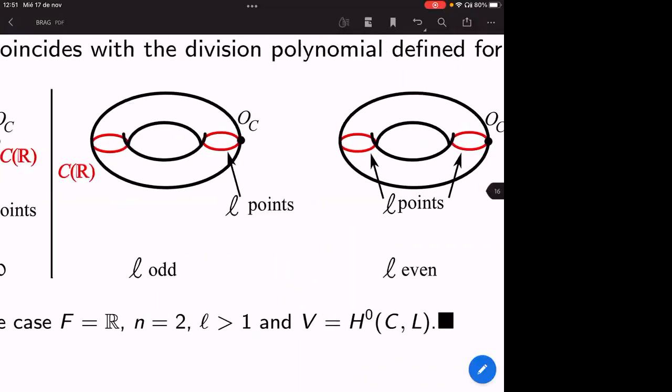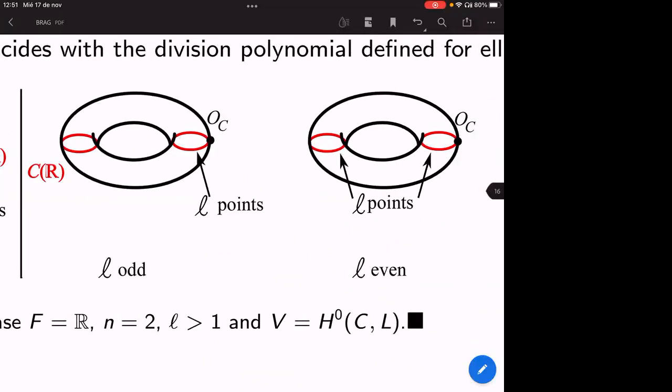So just to complement the analysis made here, let me switch to the case in which your real elliptic curve has two connected components. This is when your real polynomial has three real roots. So you have two connected components. Remember that I always have a marked point. This is my marked point.